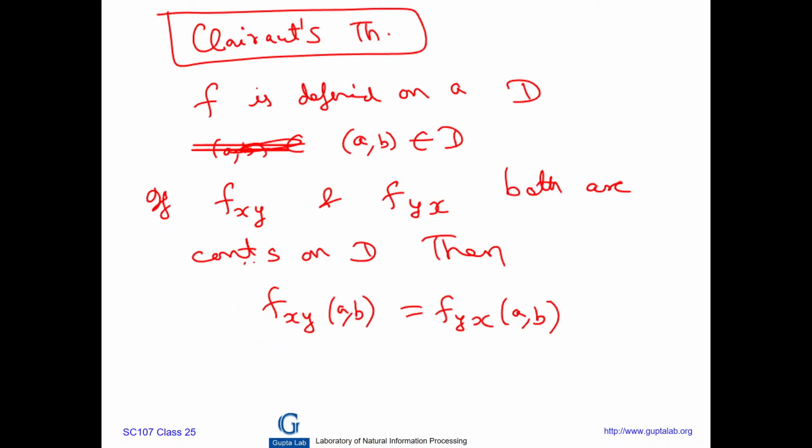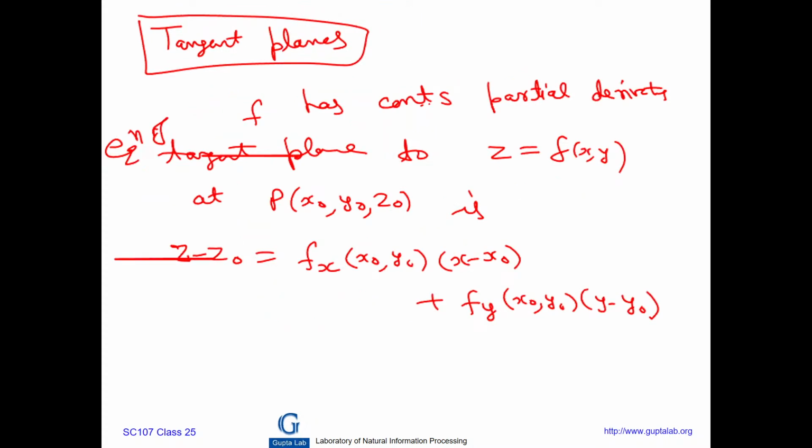So this theorem was Clairaut's theorem, right, which says that f is defined in some domain, and these are both continuous on D, then these are equal. Okay. And this is very important. Remember, we have used it in one of the results while doing complex.